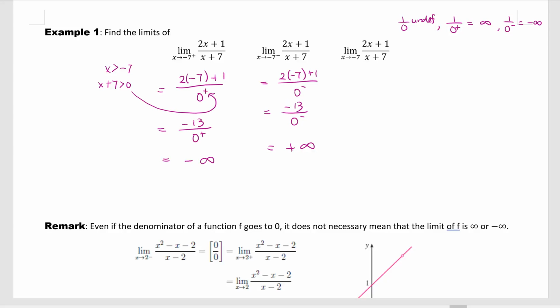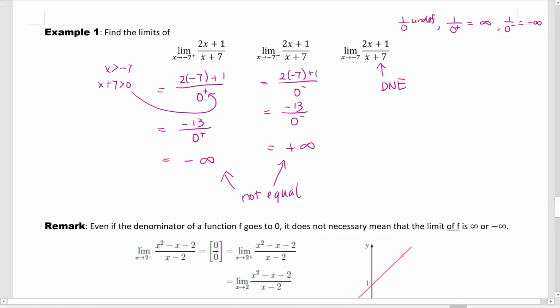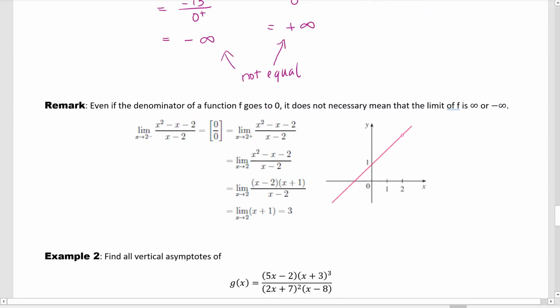So what about the two-sided limit? Do they agree? They're not equal, so we say the limit does not exist. So far so good, everybody? Okay, let's continue.